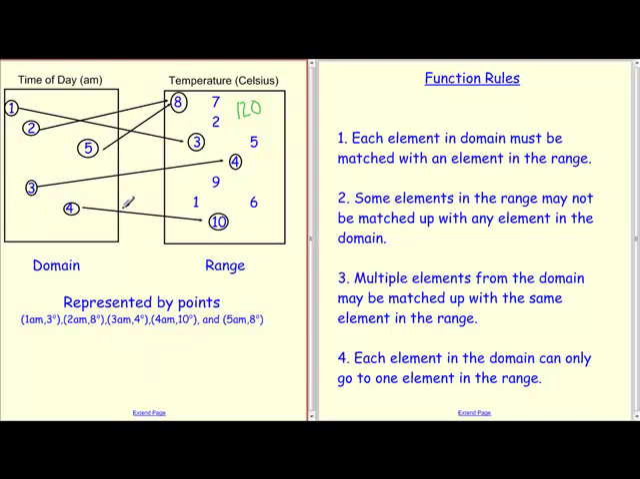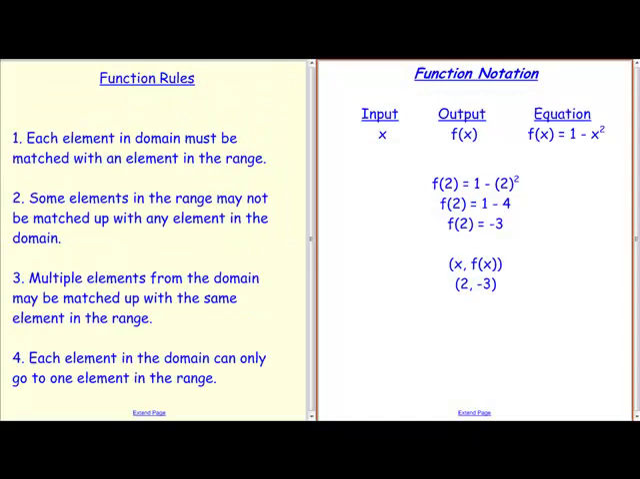And again, that makes sense, because think about it. At 5 AM, isn't there exactly one temperature that it is? I mean, it can't be 8 degrees Celsius and 9 degrees Celsius at 5 AM. So every value in the domain can only get mapped to one value in the range. Okay, those are the 4 rules. Okay.